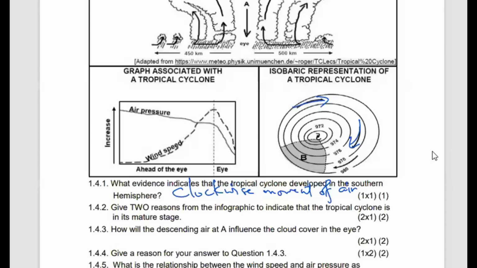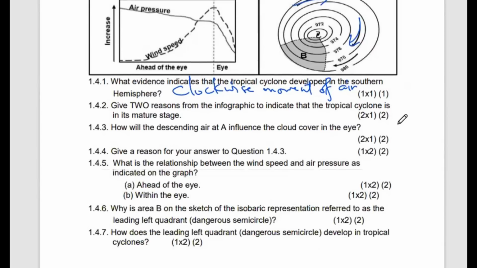This only happens in the southern hemisphere. We have clockwise circulation into the center of the low in this, but in the northern hemisphere it is the opposite. So this is typical of southern hemisphere conditions.